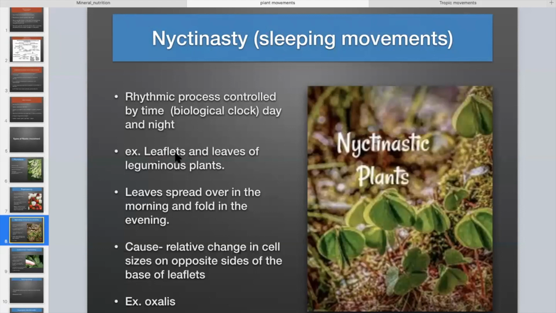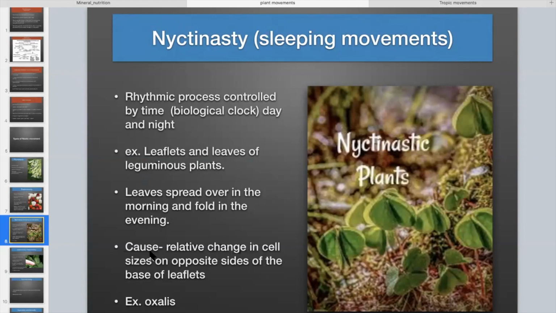An example is the leaflets, the leaves of leguminous plants. They show such type of movements. Actually, the leaves spread in the morning and they fold in the evening. The lamina of the leaf is spread in the morning and it is folding in the night. This type of movement is called nyctinasty movement.